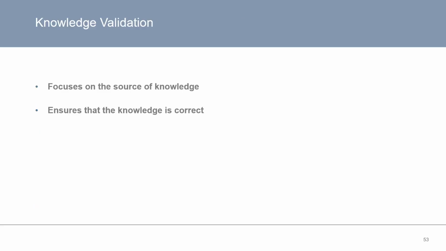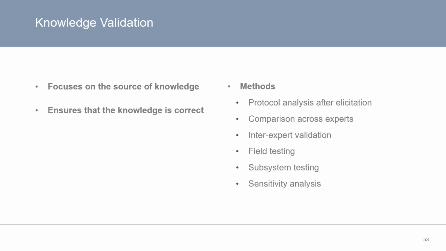Now switching over to knowledge validation, this focuses on the source of knowledge and ensuring that the knowledge is correct. Methods for this can include protocol analysis after elicitation, comparison of knowledge across multiple experts, inter-expert validation, field testing, subsystem testing, and sensitivity analysis.